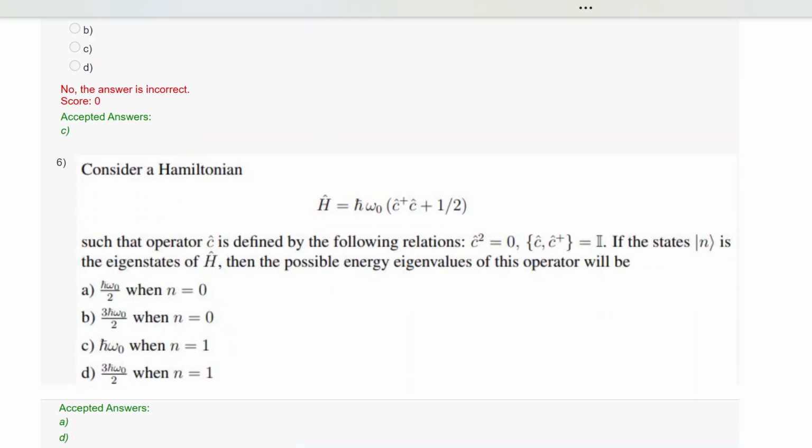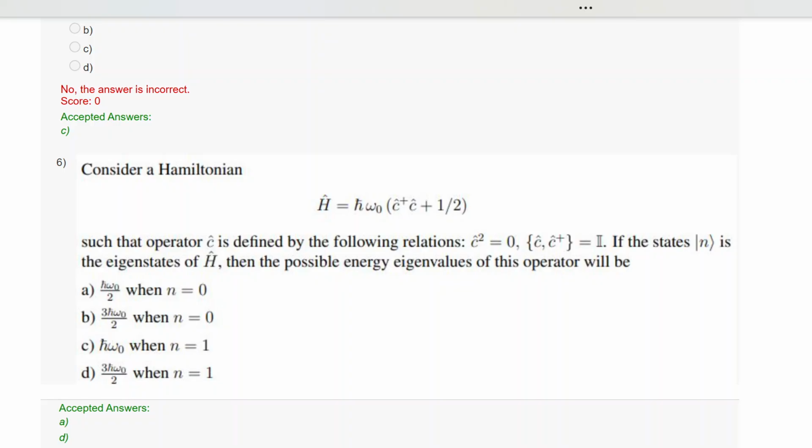Now question number 6 says that the Hamiltonian H cap is equal to h cut omega naught times c cap dagger c cap plus half, such that the operator c is defined by the following relations: c squared is equal to 0, and the anti-commutator of c and c cap dagger is the identity matrix. If the state n is an eigenstate of H, then what are the possible energy eigenvalues of this operator?